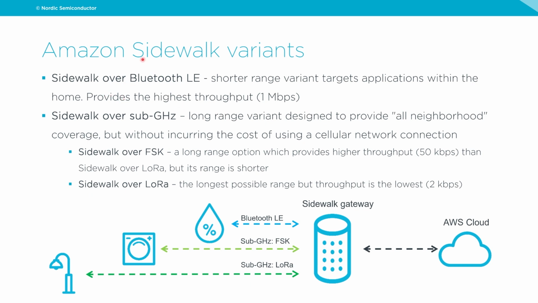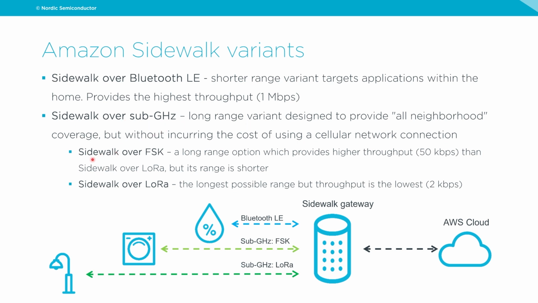And there are two variants of Sidewalk. The first one is Sidewalk over Bluetooth LE. This offers the shorter range variant, which is mainly targeting applications within the home. But it's also the option that provides the highest throughput. And then we have Sidewalk over sub-gigahertz that provides longer range, beyond the gate connectivity or neighborhood connectivity, but without incurring the cost of using a cellular network connection. But of course, with longer range, there's always a trade-off. In this case, it is throughput.